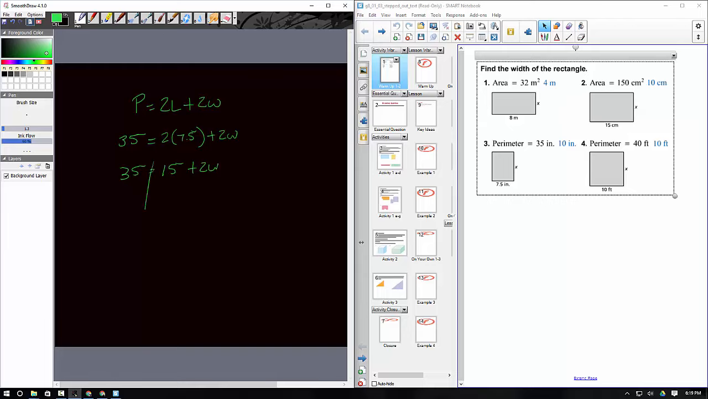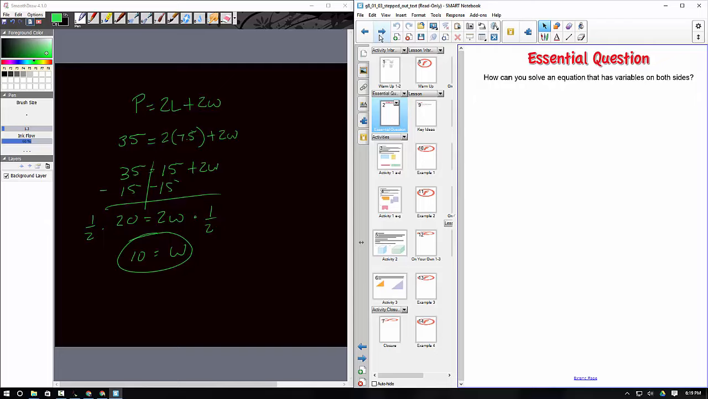I'm then going to go through and do the subtraction property of equality. So 15 on this side, 15 on this side. And now I have 20 equals 2W. I'm going to do it by the multiplicative inverse, which is 1 over 2. And this is 1 over 2 as well. So then I have W equals 10, just so we know where this comes from.